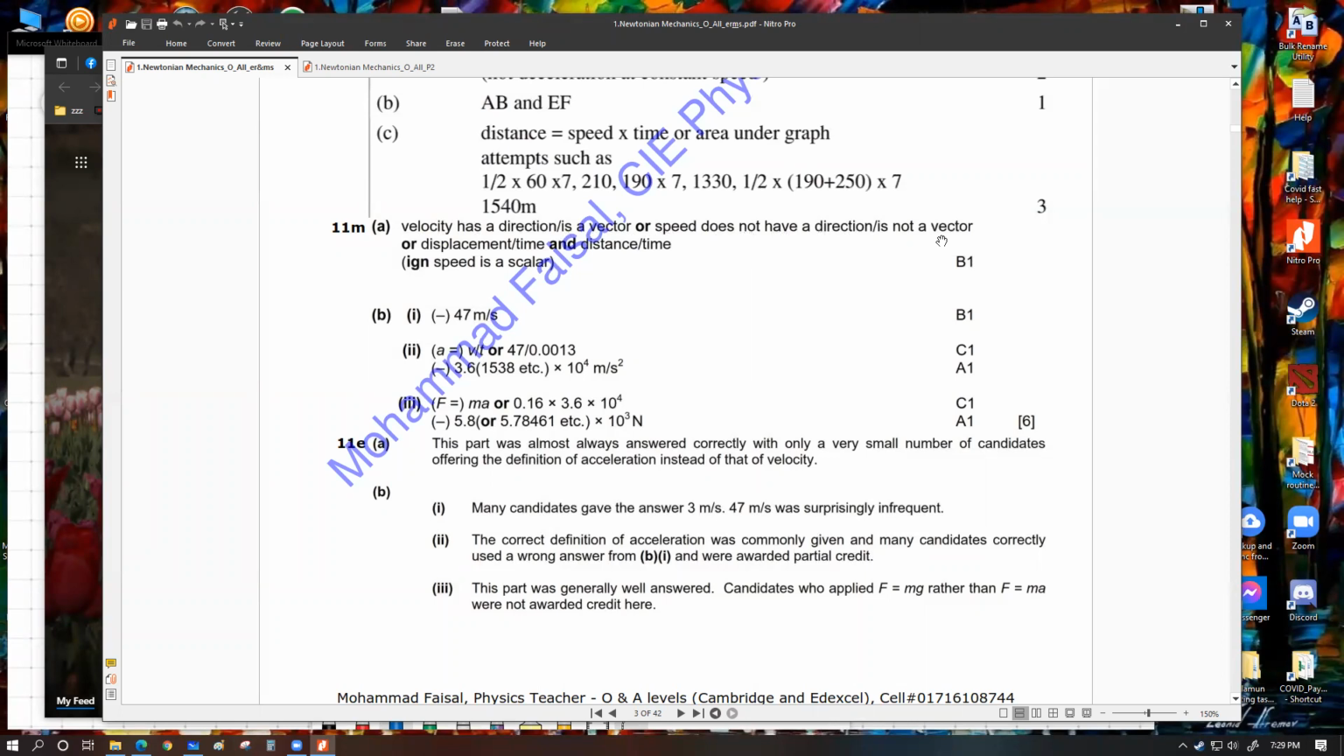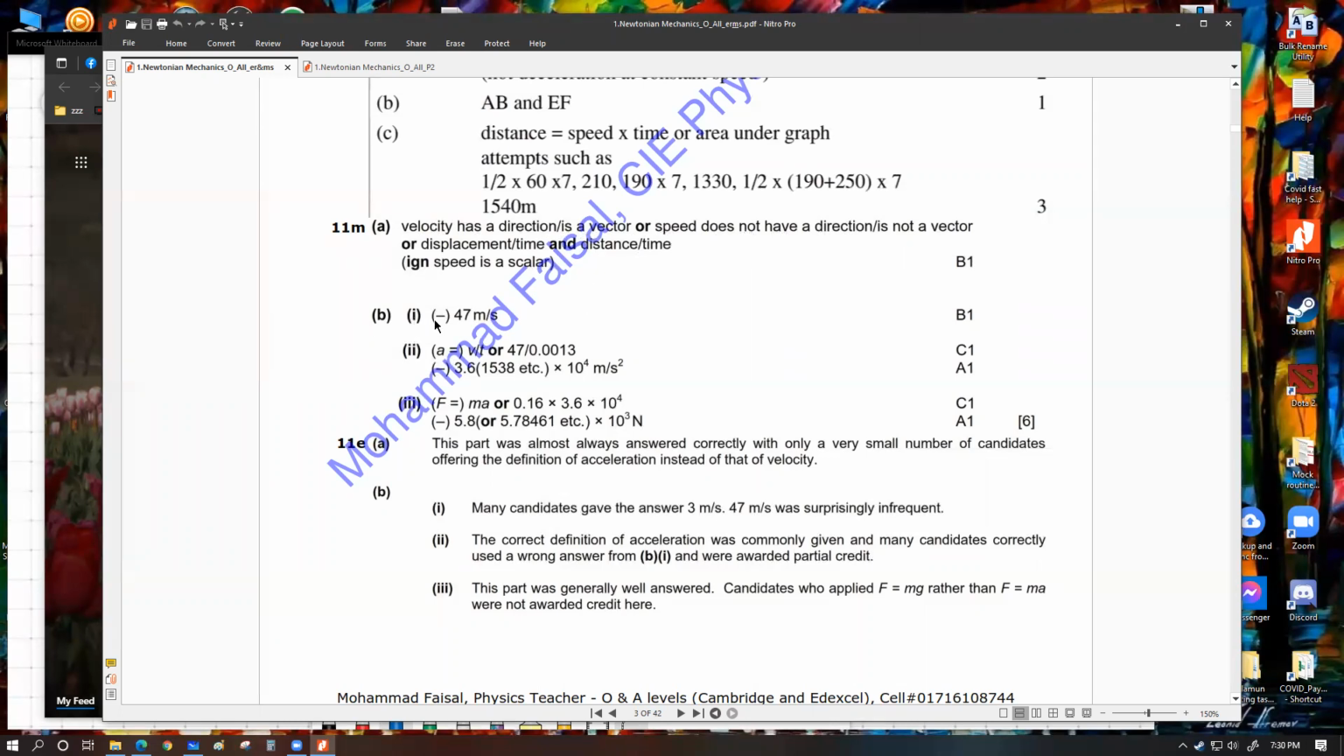So if you have a look over here, this question says the velocity has direction or is a vector, speed does not have a direction or is not a vector, or displacement divided by time is velocity and distance divided by time is speed. So if you write about these definitions, you're going to score this 1 mark. Ignore speed is a scalar. If someone writes that speed is a scalar quantity and velocity is a vector quantity, it's not going to work out. You have to specify the direction involved.